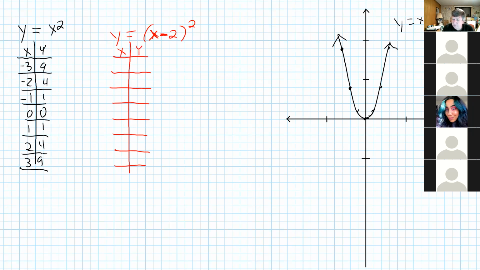Okay, here's what I want to do. This time, instead of putting in x's and finding y's, I want to get the same y values as before. Okay? Consider what's going to happen. I'm going to pick some x value. I'm going to plug it in there. I'm going to subtract 2. And then I'm going to square it and get 9. What squared is 9? 3. What else?